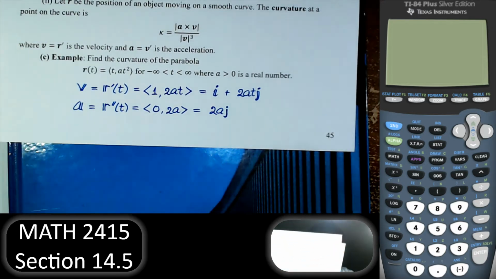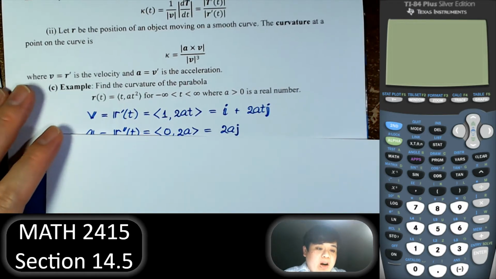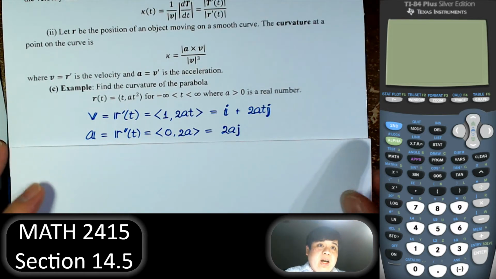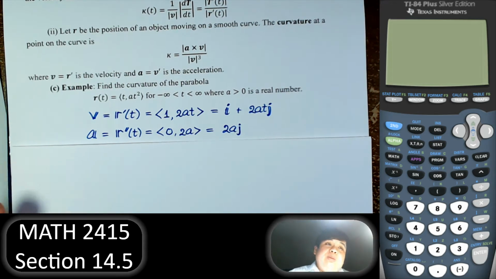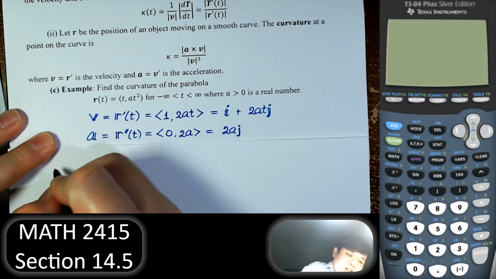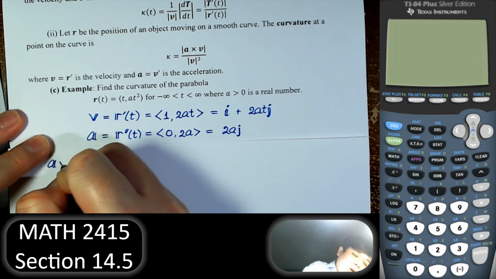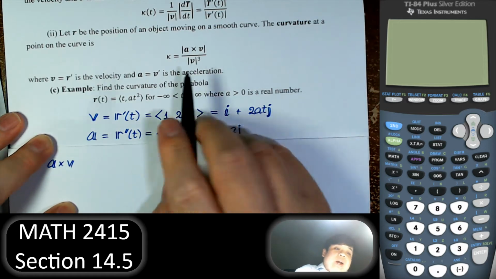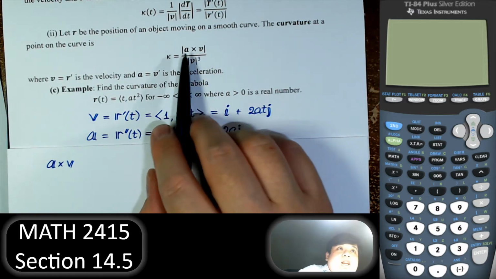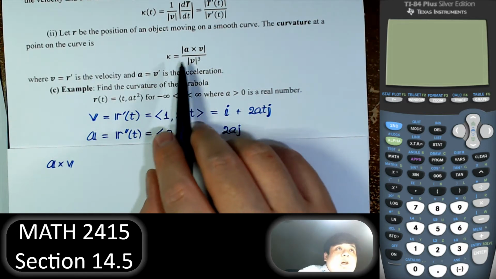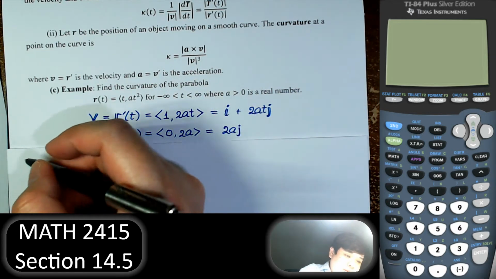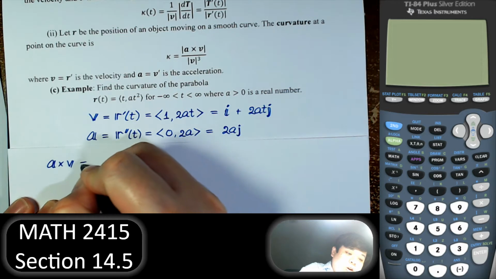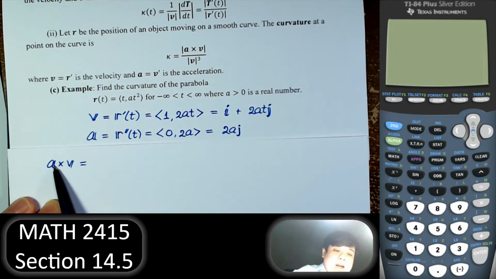Usually when we find the cross product, we put in the 3×3 determinant with ijk on the top and all that. But since this is simple enough, we just say this is a cross v. By the way, it doesn't matter because we have the magnitudes. It could be a cross v or v cross a. The magnitude would be the same. But we do the cross product first. Now I just do a cross v.